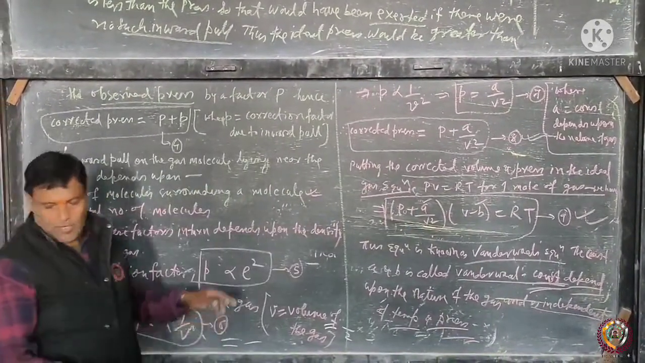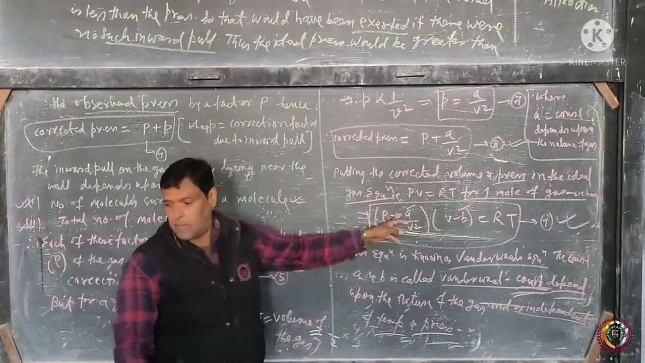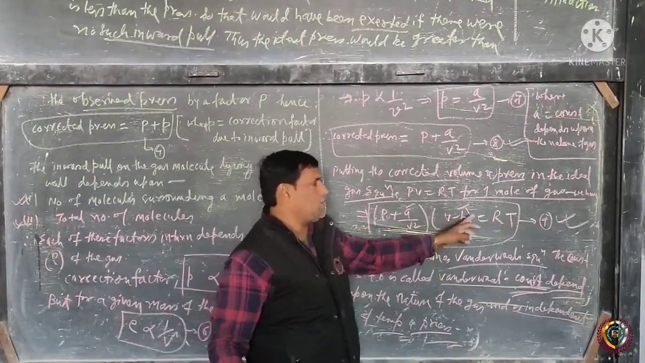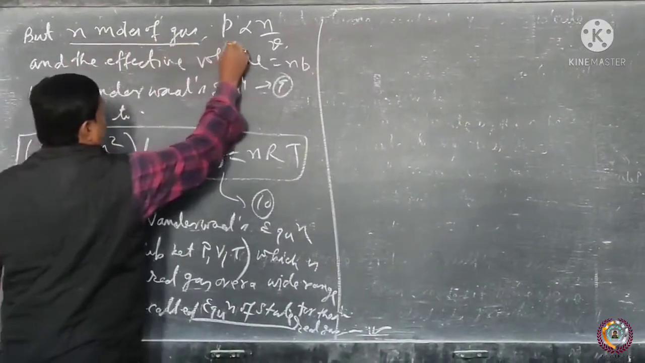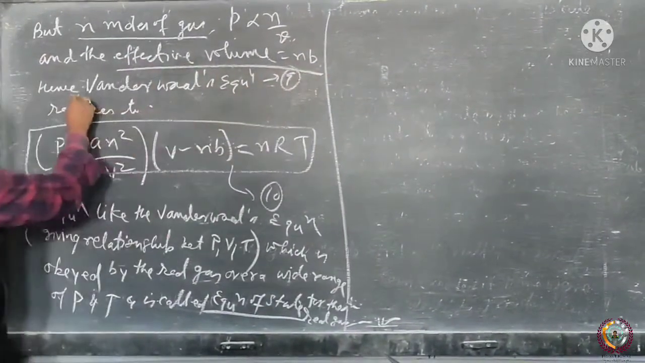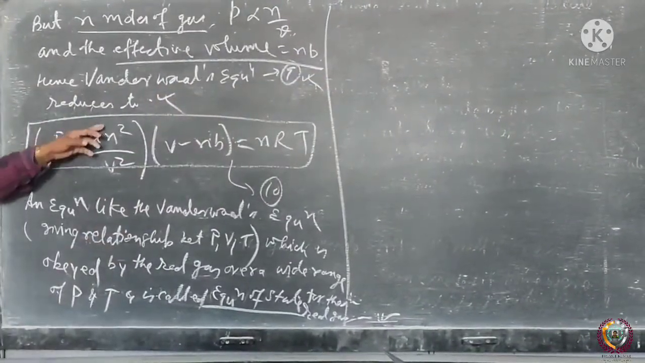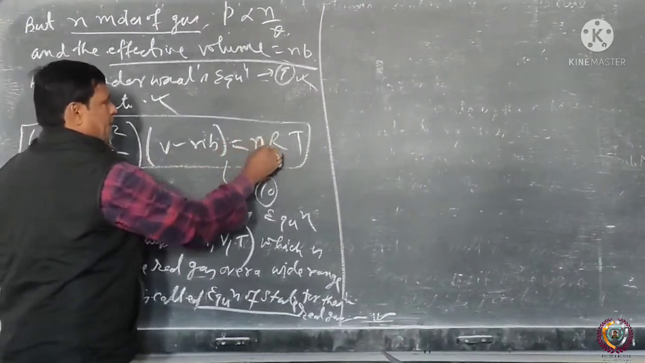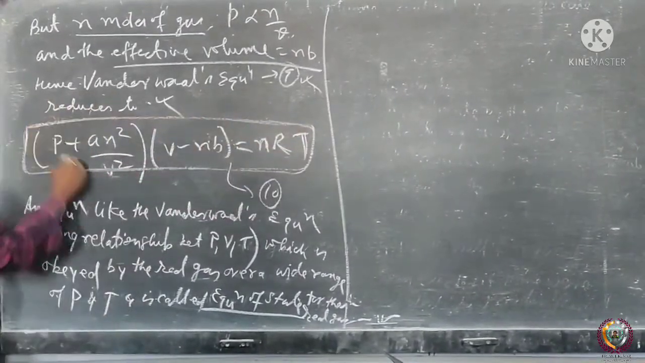But for n moles of gas, the above equation reduces to (P plus a n square by V square) within bracket (V minus nb) equal to nRT. Also, for n moles of gas, p is proportional to n by V, and the effective volume is equal to nb. Therefore, van der Waals equation 9 reduces to (P plus a n square by V square) within bracket (V minus nb) is equal to nRT. And this equation is known as equation 10.